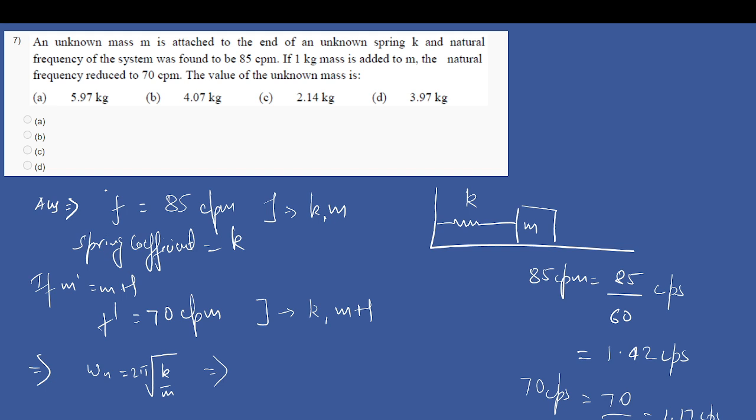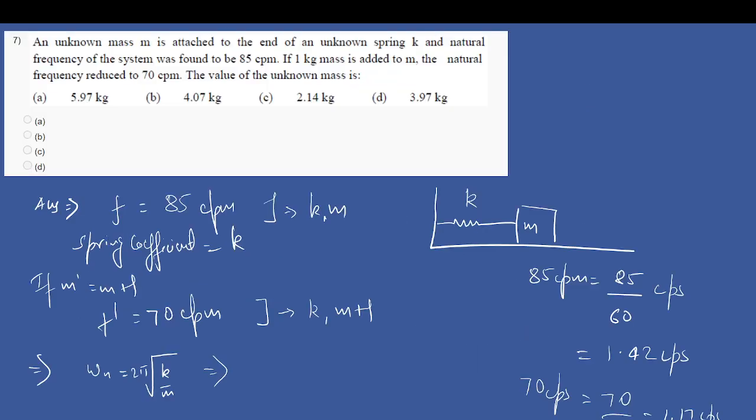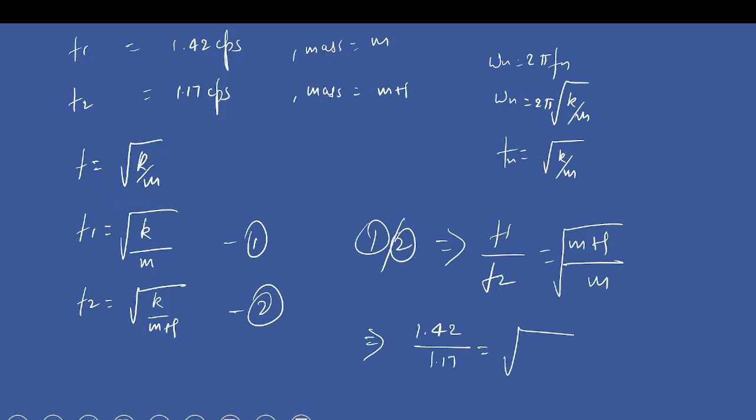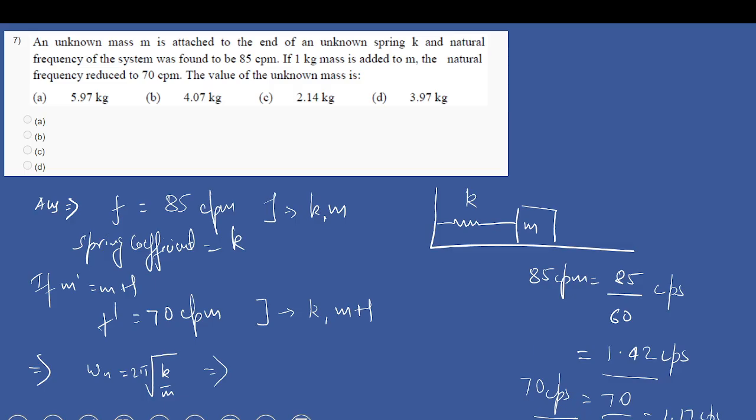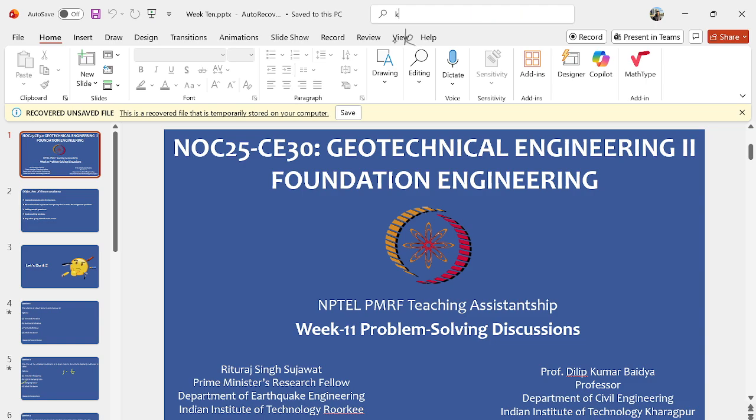For f1, in the first case you have been given a mass m and an unknown spring k. The natural frequency was 85 cpm, which converted into cycles per second, divided by 60, is 1.42, and here it is divided by 60, so 1.17 cycles per second. So 1.42 divided by 1.17. In the first case the mass is m, and in the second case 1 kg mass is added to m, so the mass is m plus 1.